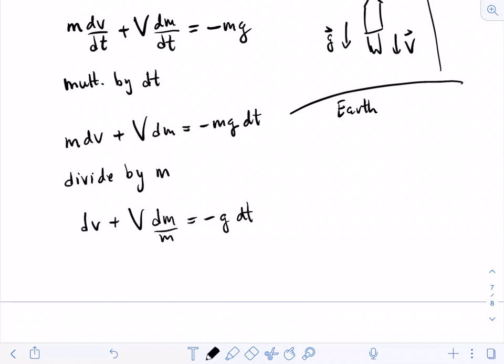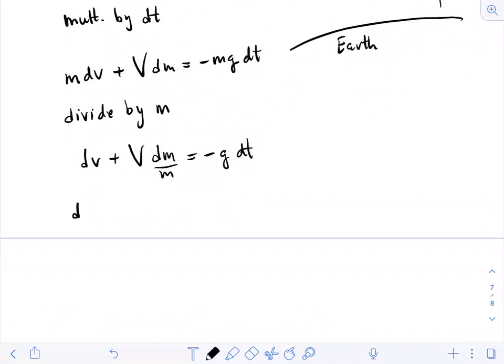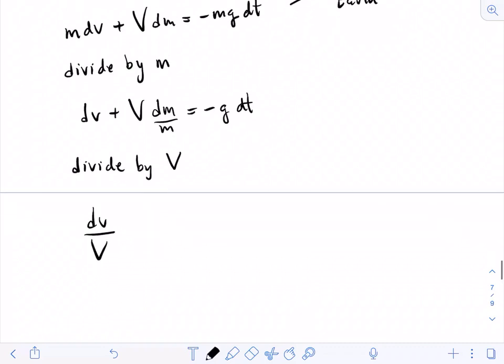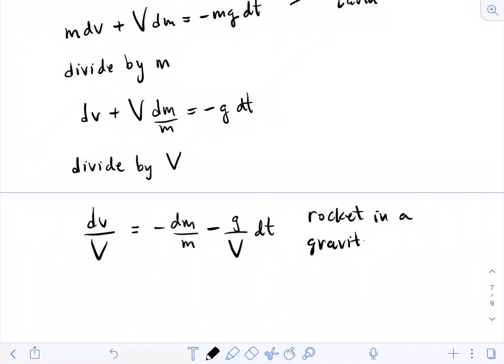Okay, so the last thing I'm going to do is I'm going to divide by big V, the relative velocity of our ejected fuel. And so we would get dv over big V. And then we'll put minus. So I'm going to take the dm over m to the other side. And then we'll have g. Remember, we divided by big V, so we still have that, and dt. And so this is a differential equation for a rocket in a gravitational field g, where we've assumed g to be constant.